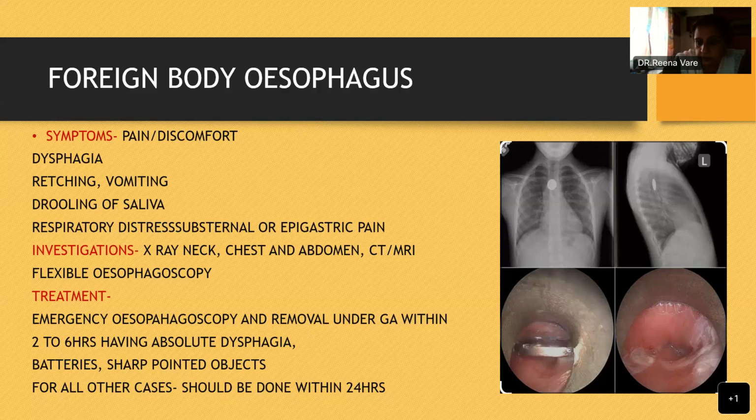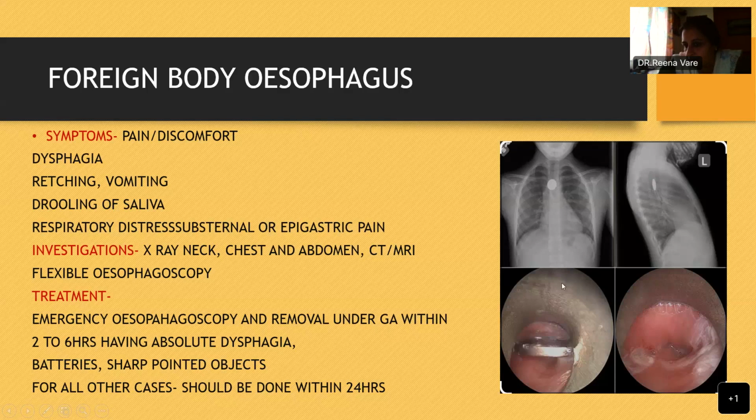Like in this, you can clearly see the X-ray where you can see the foreign body. It's a coin. Now to identify whether the foreign body is in the esophagus or in the bronchus, you do require a lateral view. In the lateral view, you can clearly see the air shadow of the trachea on one side and the foreign body lying in the esophagus.